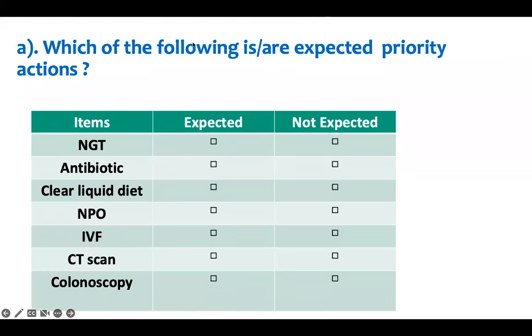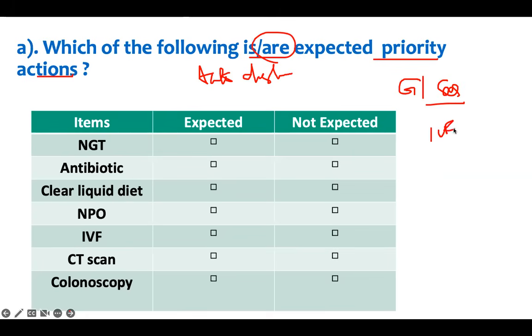Then what? What do they want from us? We know it is acute diverticulitis. What is the question? Which of the following is our expected priority action? Anybody with GI symptoms should have what? IV fluid, NPO, antibiotic, pain management, sometimes NG tube, and whatever is indicated for that particular problem.